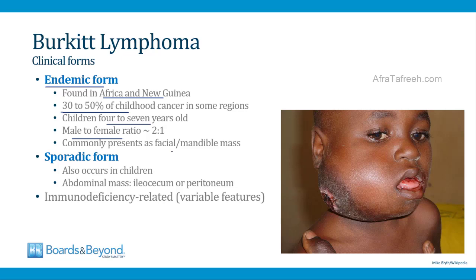And it commonly presents as a mass in the face or mandible. This is a picture of a child with the endemic form of Burkitt lymphoma on the screen here, and you can see this mass growing in the jaw.